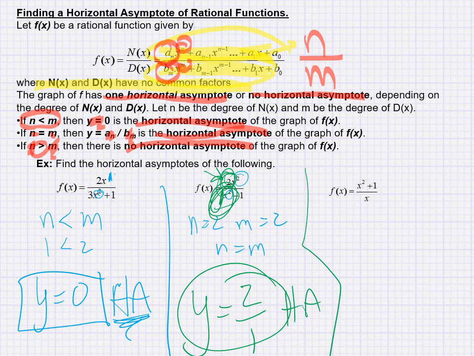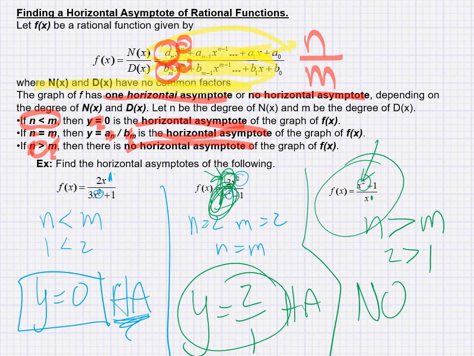And finally, this one, the degree here is 2. The degree down here is 1. The numerator's degree is bigger than the denominator's degree. 2 is bigger than 1. Therefore, there is no horizontal asymptote in that scenario.